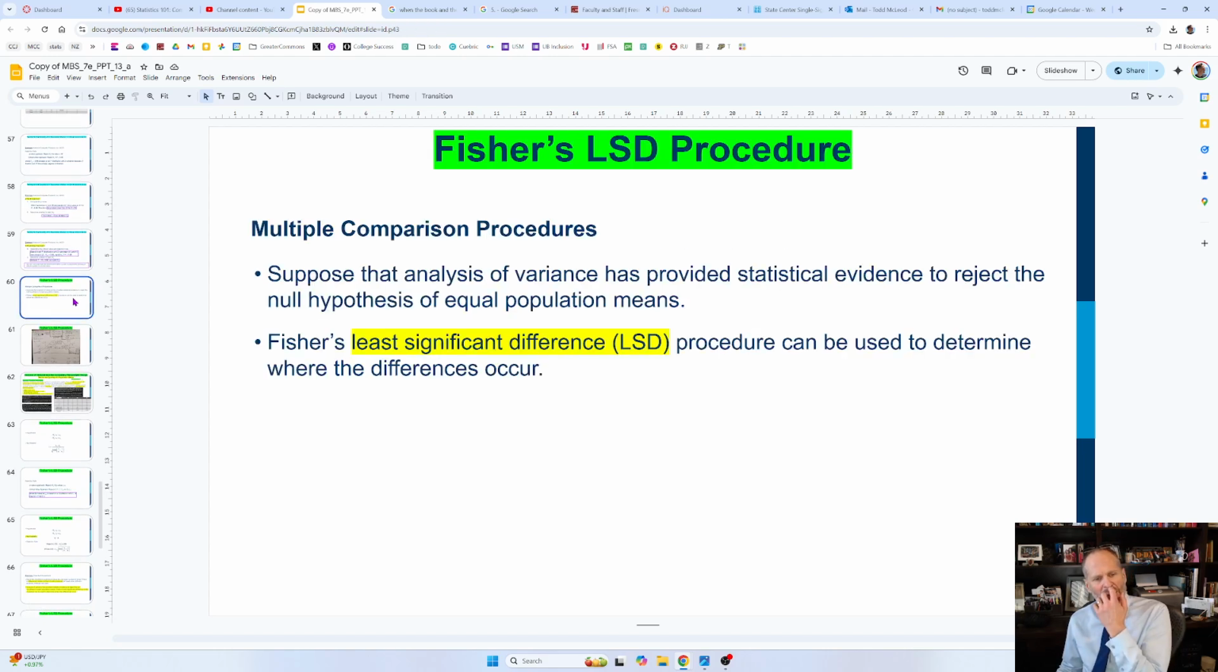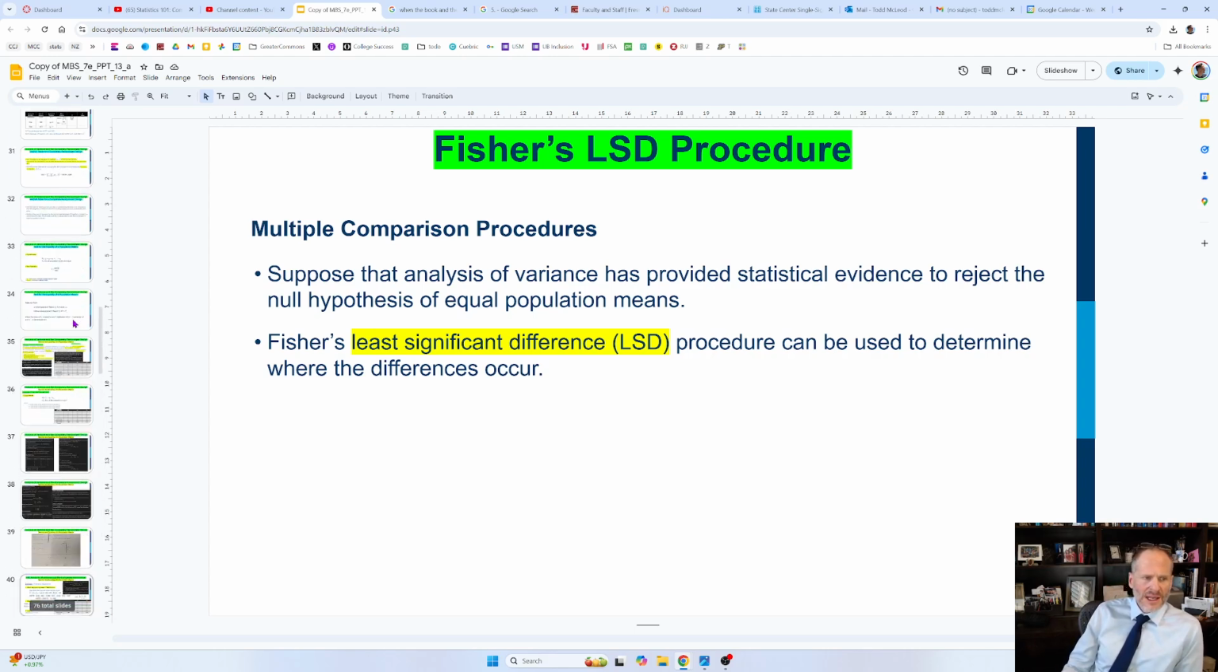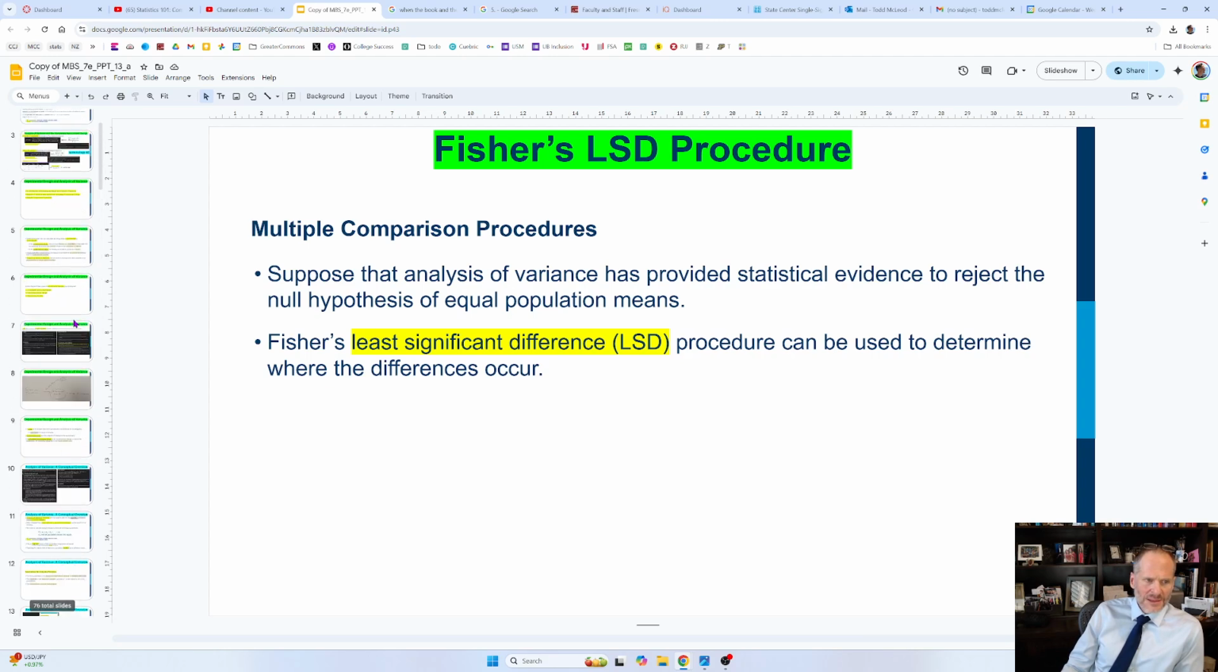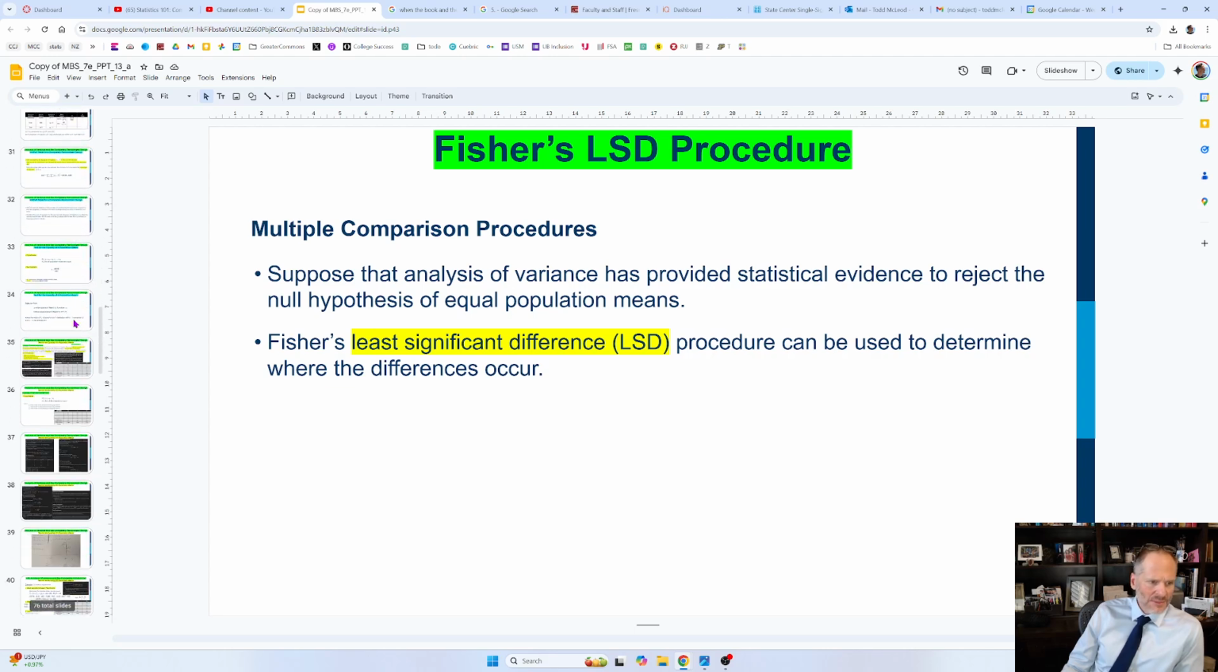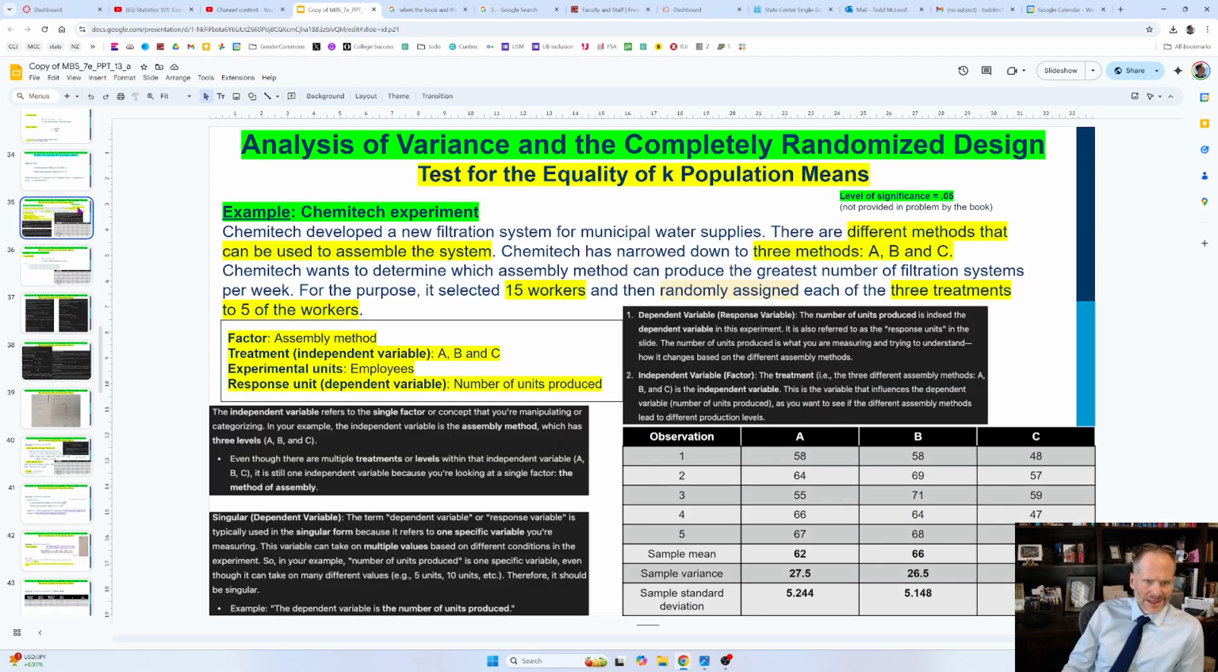All right, let's read this. Suppose that analysis of variance has provided statistical evidence, ladies and gentlemen, to reject the null hypothesis of equal population means. Fisher's least significant difference procedure can be used to determine where the differences occur. Remember the example that's going to be used is this Chem-Tech example. And so the Chem-Tech example is right there.